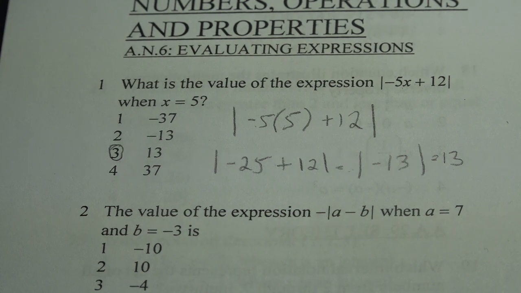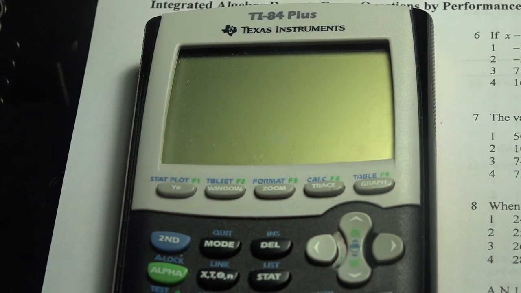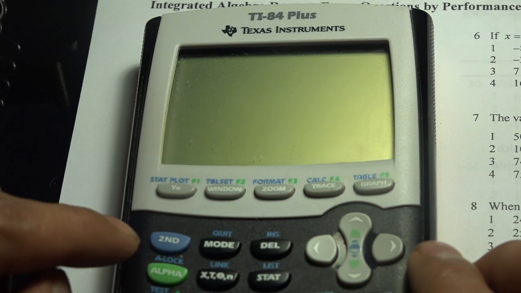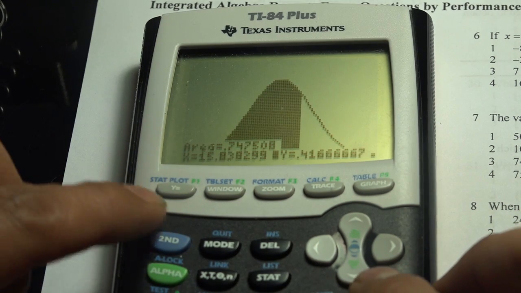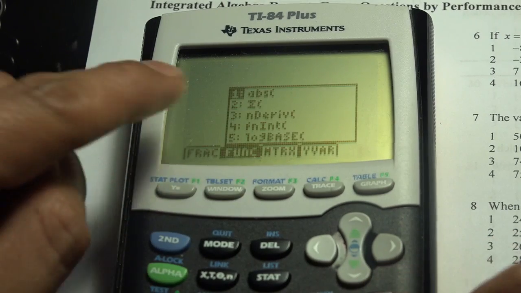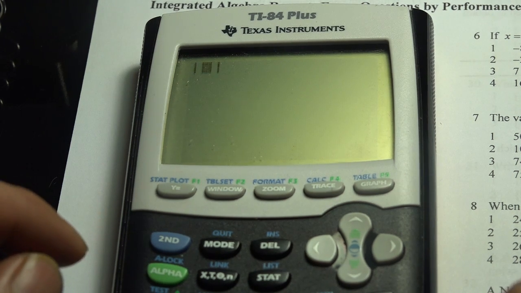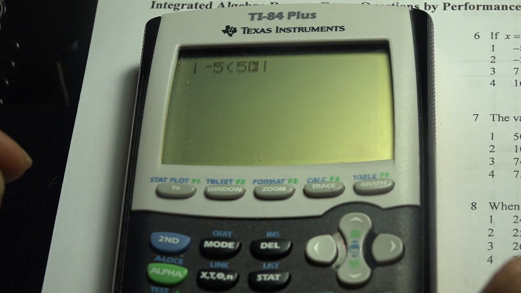Question number 2. Oh, by the way, no, hold on a second. Let me show you how to do it on the calculator. I'm not going to show you how to save it. I'm just going to show you how to do it. Alpha, window. Oh, let's turn it on first. Okay. So we go to alpha window, and you will see that it says apps. So you press enter, and now you have the absolute value. And now you put the function, which is -5 multiplied by the value of x, which was 5, and then plus 12. And now, my friends, we got our answer, 13.